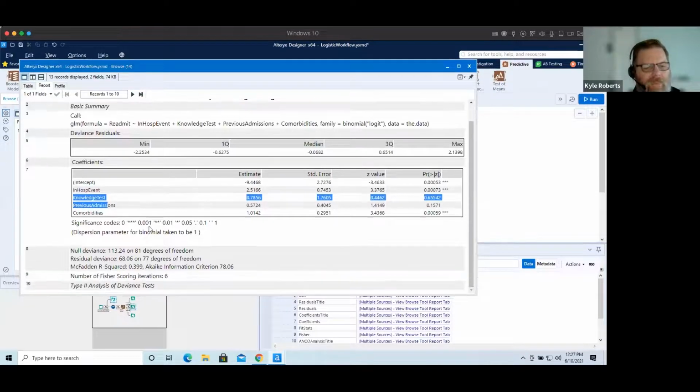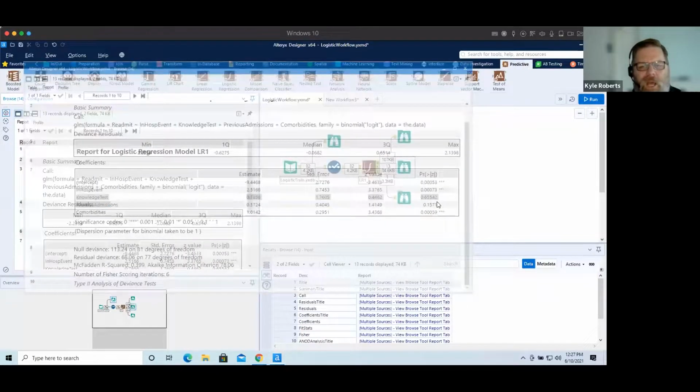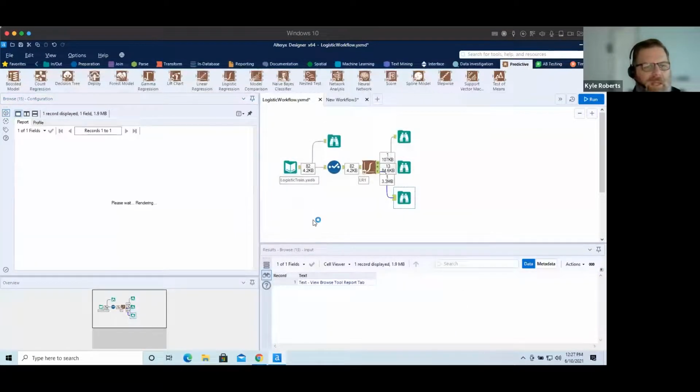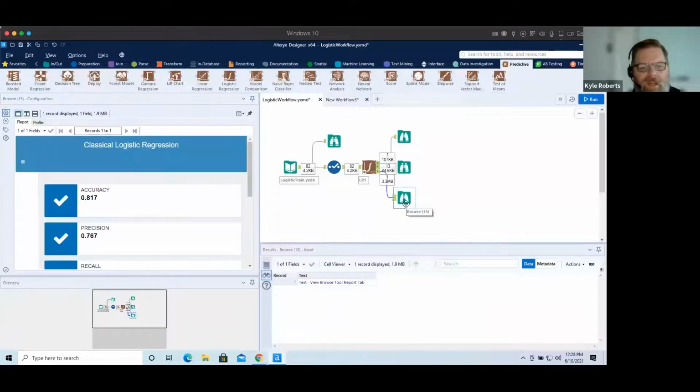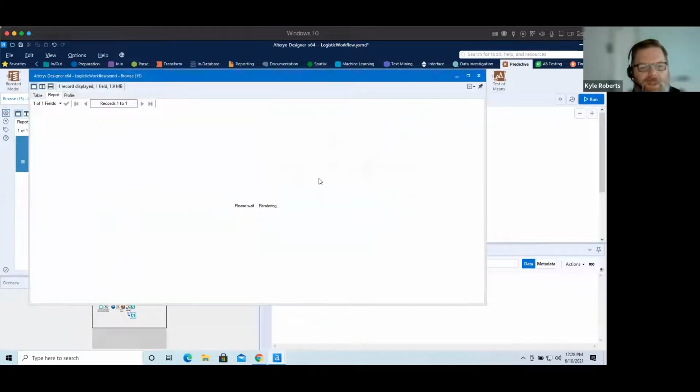Okay, so we are going to look at a couple of other things. This McFadden R squared, we're going to make a note of that, but Alteryx did a really good job of giving us a better way of looking at that. And so that's this third browse down here. I like this a lot because we can play with this.